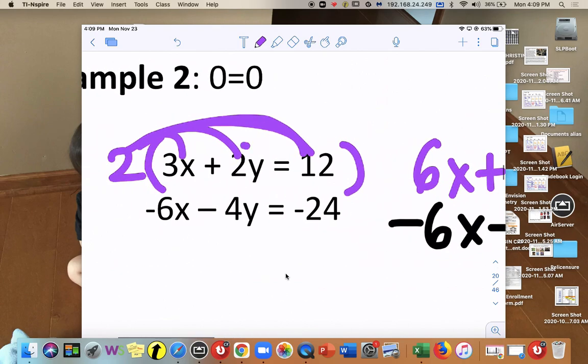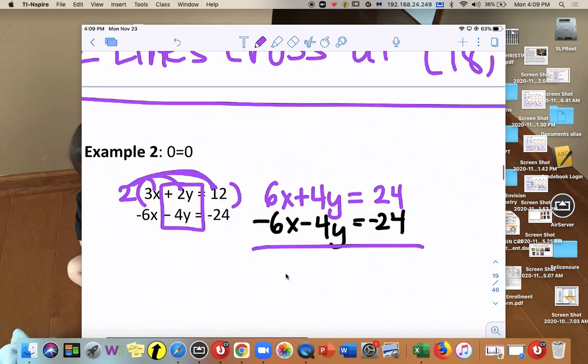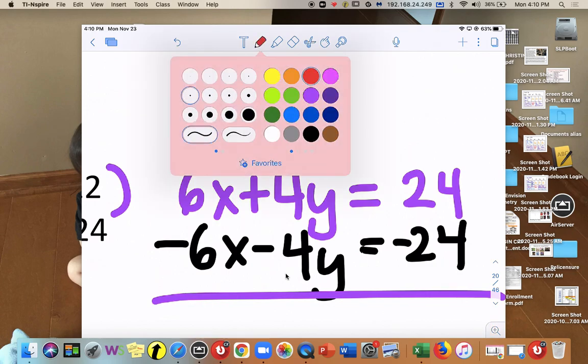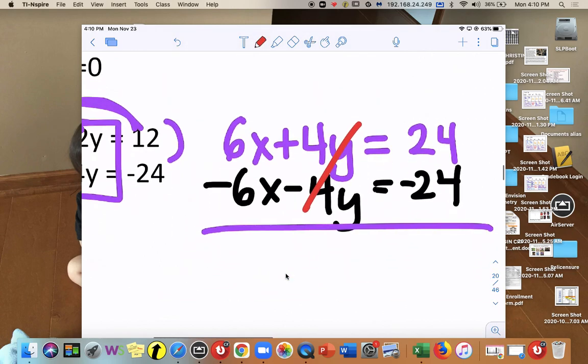So again, the first step is to pick one to get rid of. And then you have to make them match, but one should be positive, one should be negative. So if you notice, when I add the y's together, they should eliminate, and they do. We're going to add the rest together, but notice what happens, 6x minus 6x is 0, and 24 minus 24 is 0. So in this situation, we get 0 equals 0. And that is always true.